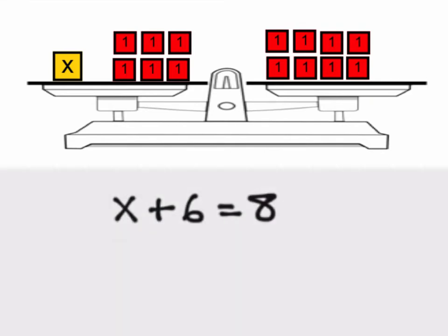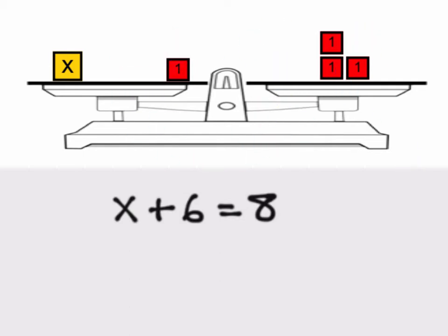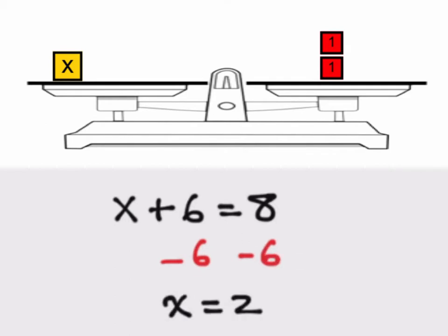Alright, actually time to solve this first equation. Well, when we look at our scale, in order to get this x block on one side of the scale by itself, we need to remove 6 kilograms from both sides of the scale. Let's do it. So we see that the x block weighs exactly 2 kilograms. If we think about this with regard to the equation, to isolate that variable, all we needed to do was subtract 6 from both sides of the equation, and we'll find the exact same solution, that x equals 2.